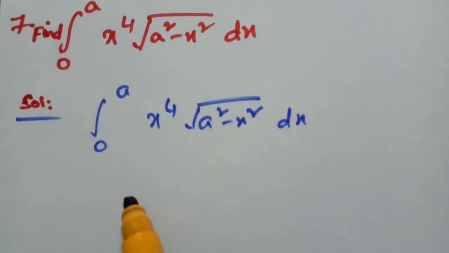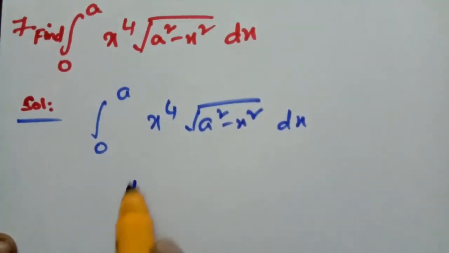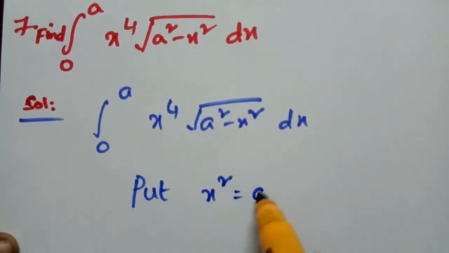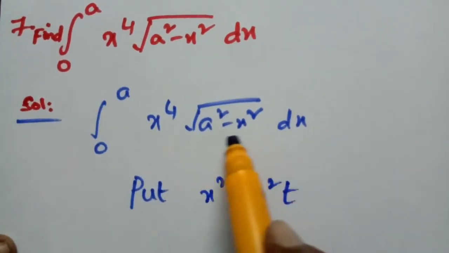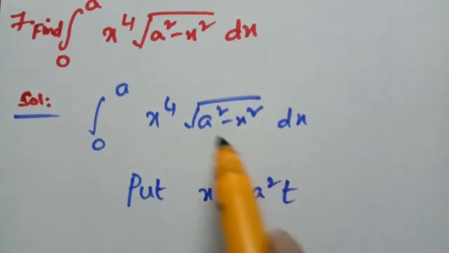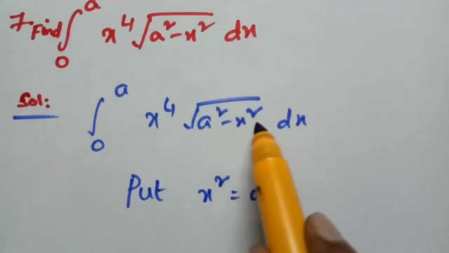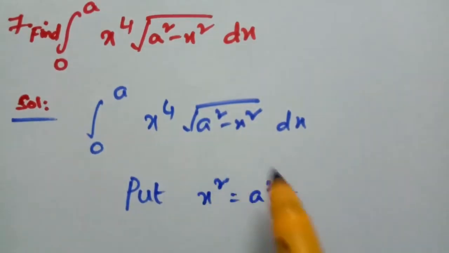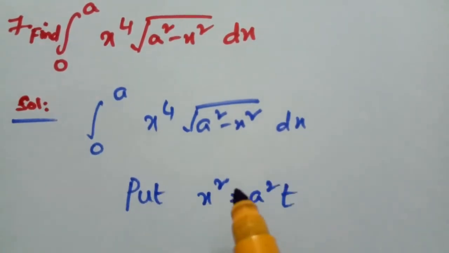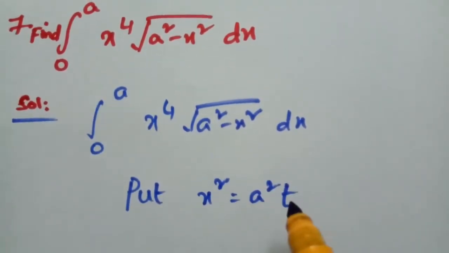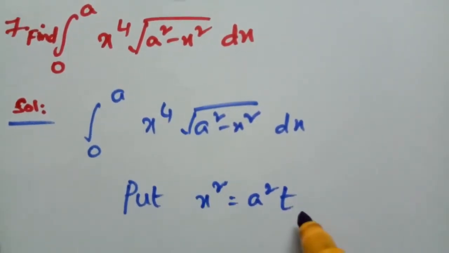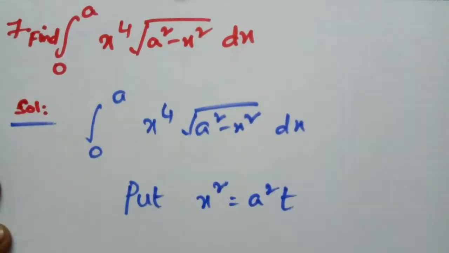Here, integration by substitution. Put x square is equal to a square into t. Otherwise, you may not get 1 minus t. If we assume x square is equal to a square t, taking a square as a common factor, then we can get (1 minus t) whole to the power of 1 by 2. The beta m comma n definition has t to the power of m minus 1 and (1 minus t) whole to the power of n minus 1. To get this form, we are assuming x square is equal to a square into t.